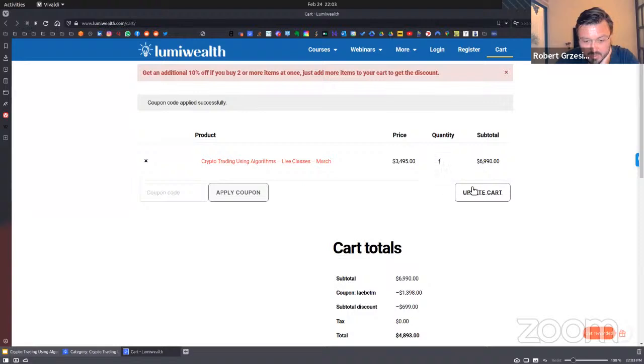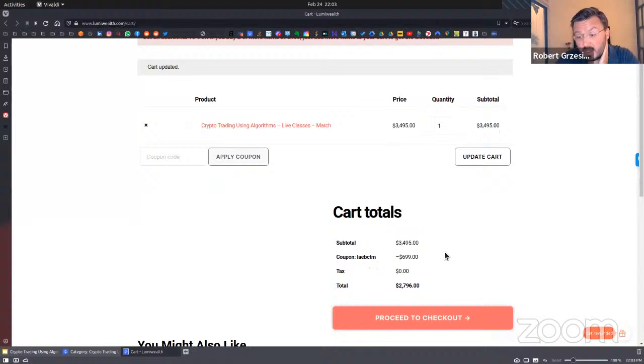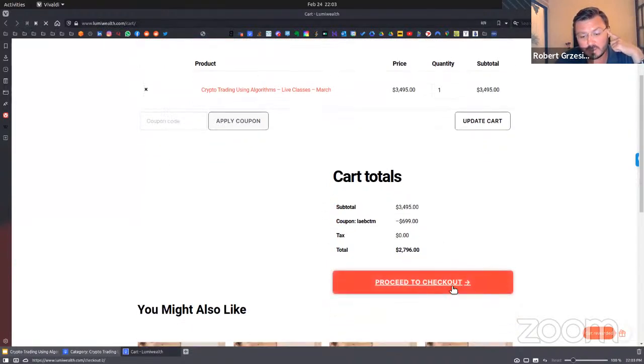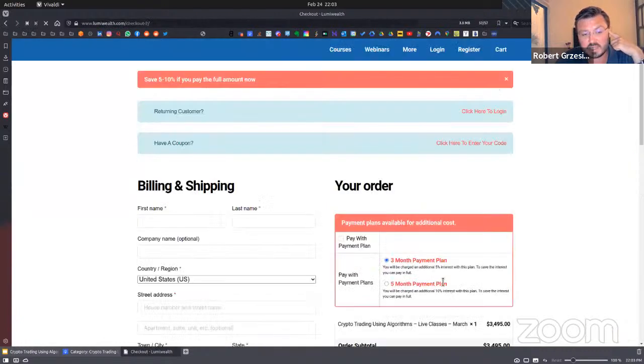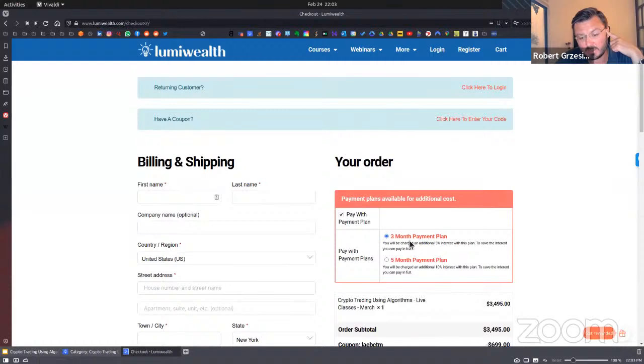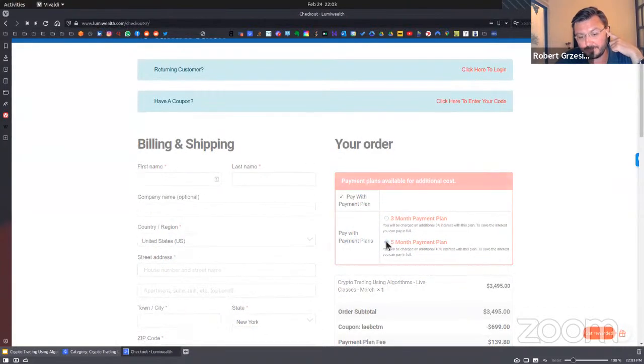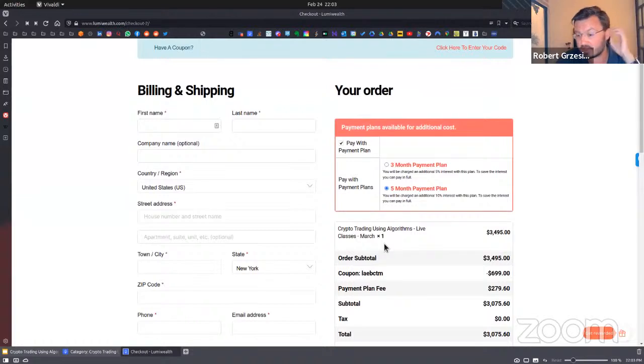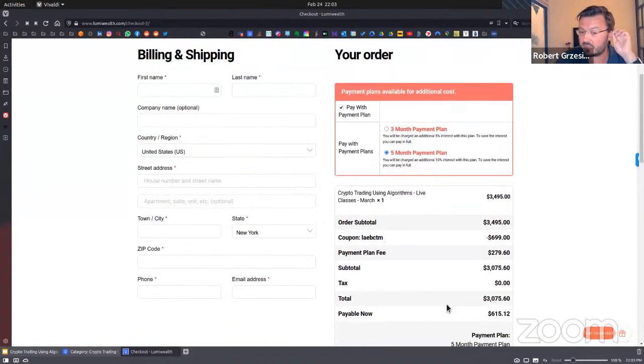All right, so there you go, update cart. See here, you're saving $700, available till Saturday, and hit proceed to checkout. On the next page, that's where you'll see the 3-month and the 5-month payment plans. You click on pay with payment plan right there, and then you can pick the 3-month or the 5-month. There's a little bit of savings if you pay up front. If you pay with the 3 or 5-month payment plans, it's a little bit more expensive, but you do get to pay over a period of time.